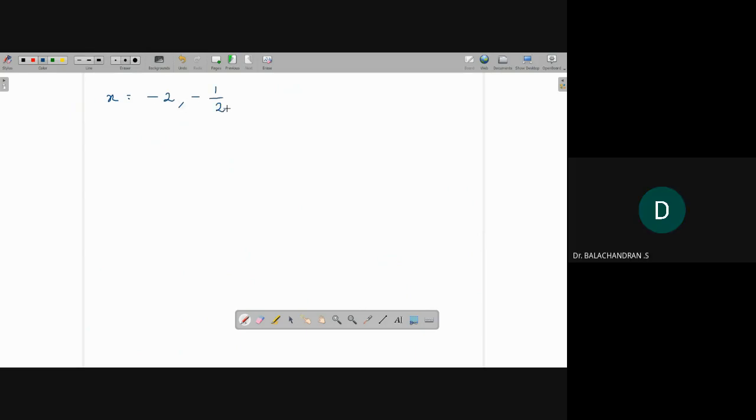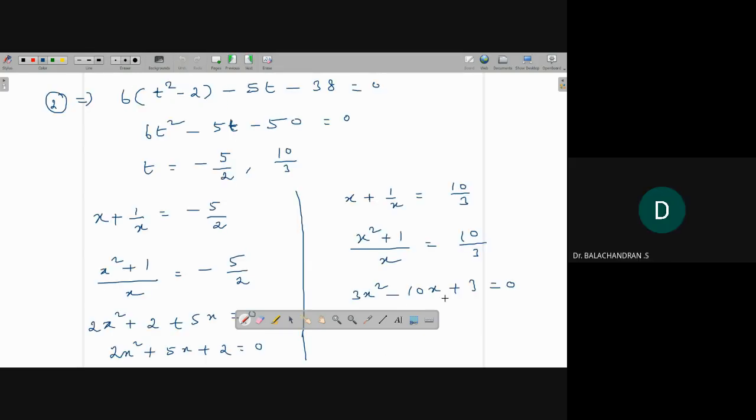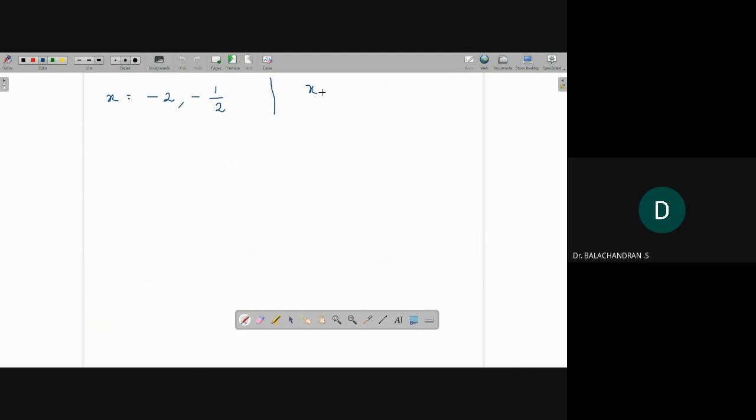If x is a root, then its reciprocal 1 by x is also a root. And then here, x equal to 3 comma 1 by 3. So the roots of equation 1 are minus 2, minus 1 by 2, 3, 1 by 3.